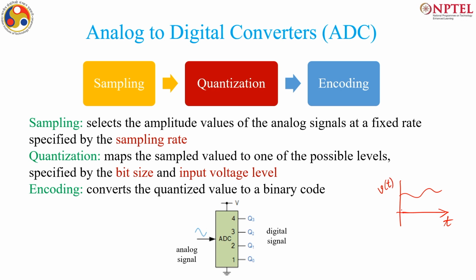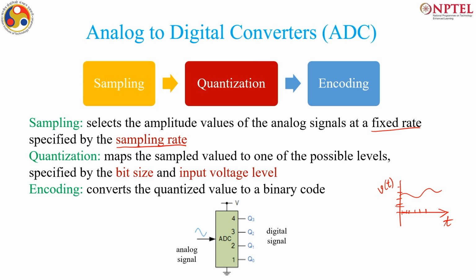So, sampling is discretizing the time axis, and this is typically done at a fixed rate. There are some samplers, or I would say ADCs, which can do non-uniform sampling, but for simplicity let us assume that it is a uniform sampling system, and this is specified by the sampling rate or sampling frequency given in hertz. The next is quantization, and quantization is discretizing the y axis or the amplitude axis.